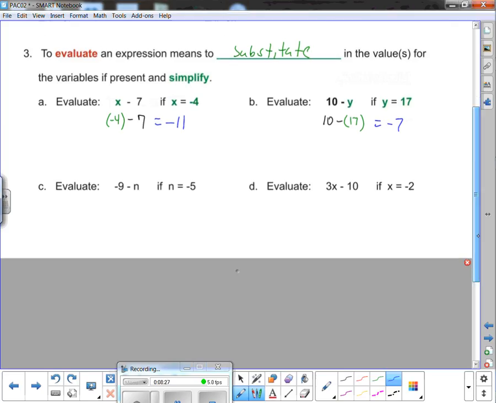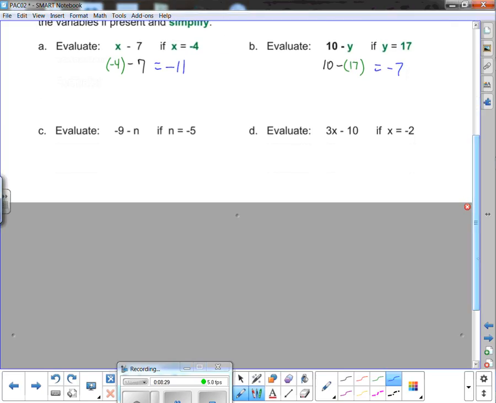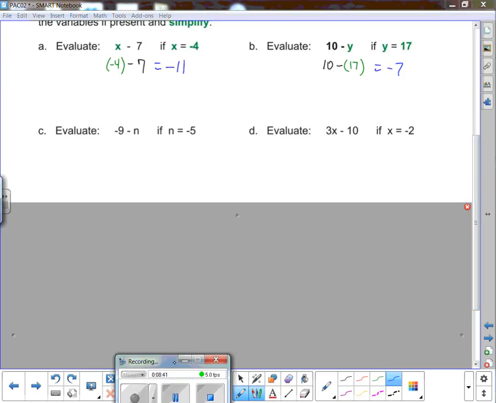All right, well, here's where things start getting a little interesting. So look at C. We got a -9 minus n if n equals -5. All right, you try that one. Go ahead and see what you can do. Try to pay attention to detail. All right, on 3, give me your answer. 1, 2, 3. -4. Okay, good.